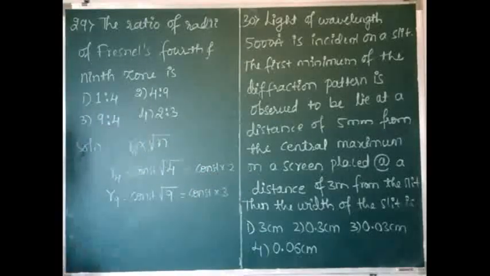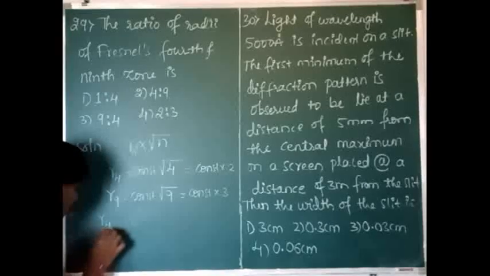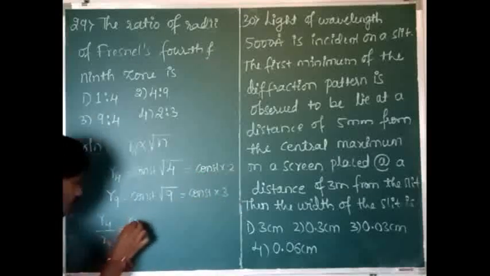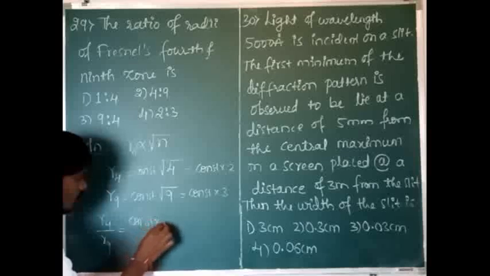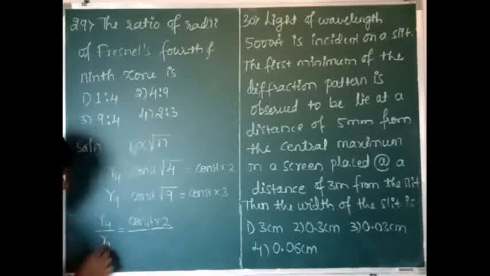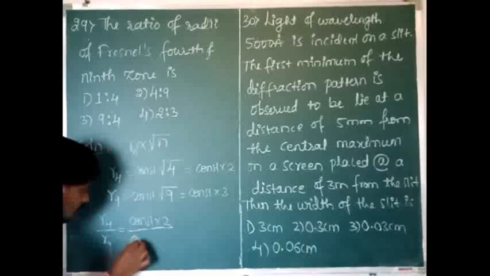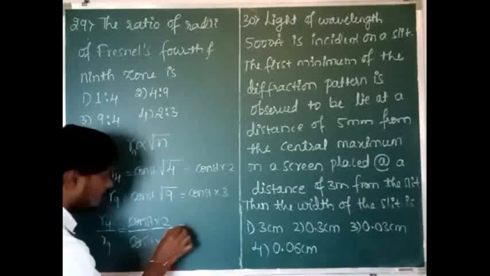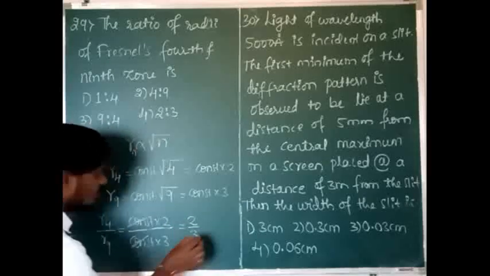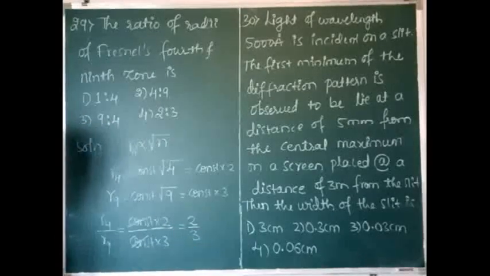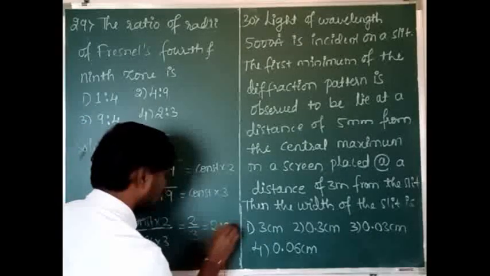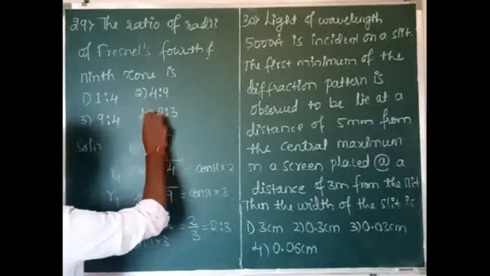Then taking their ratio R4 by R9, that is equal to, R4 is constant into 2 divided by R9, which is constant into 3. Then the constant gets cancelled here. This is 2 by 3. Then what is the ratio? The ratio here is 2 is to 3. Then the fourth option is correct here.